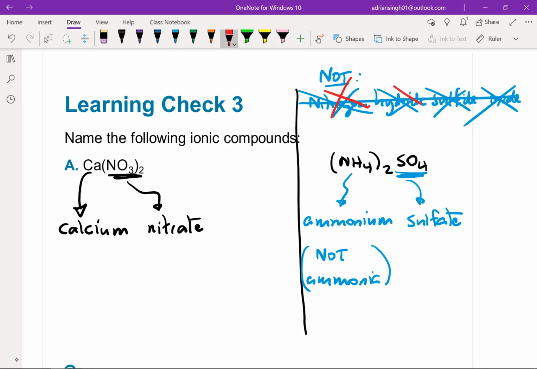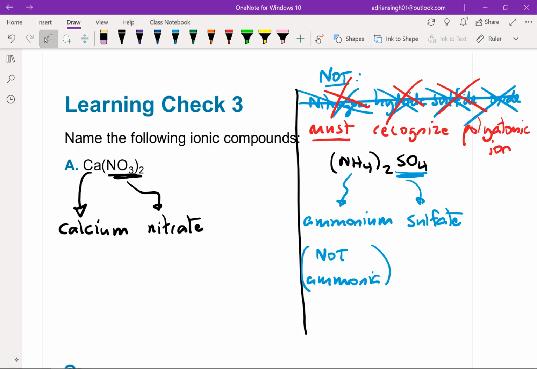You must recognize the polyatomic ions, and the only way to recognize them is to commit them to memory. You can use flashcards to help you do that, or whatever your strategy is. You have to get those polyatomic ions down so that you can quickly see them, locate them, and identify them in a chemical formula.